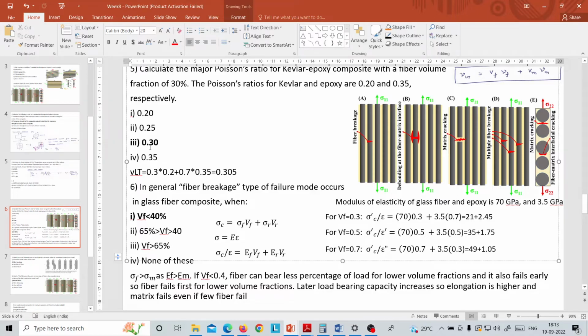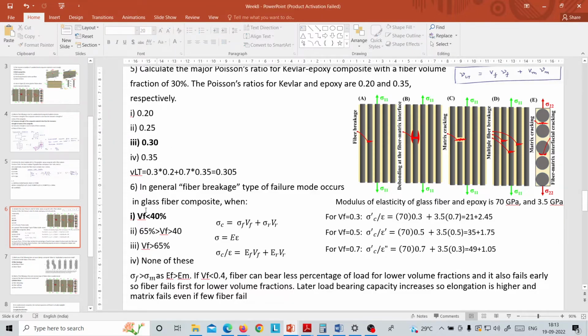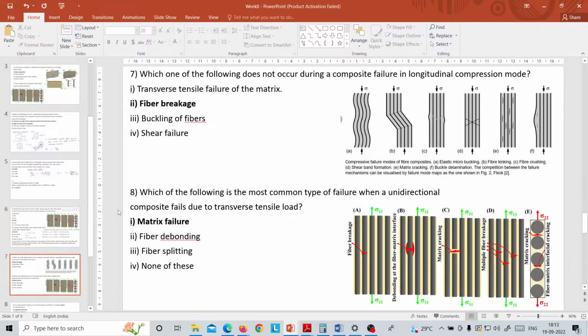And this explains that the answer would be the first: in lower volume fraction cases, fiber breakage will occur, while in higher volume fraction cases, matrix breakage will occur. The simple reason is that in higher volume fraction cases, the strain in the composite is very high, so the matrix will tend to fail early.